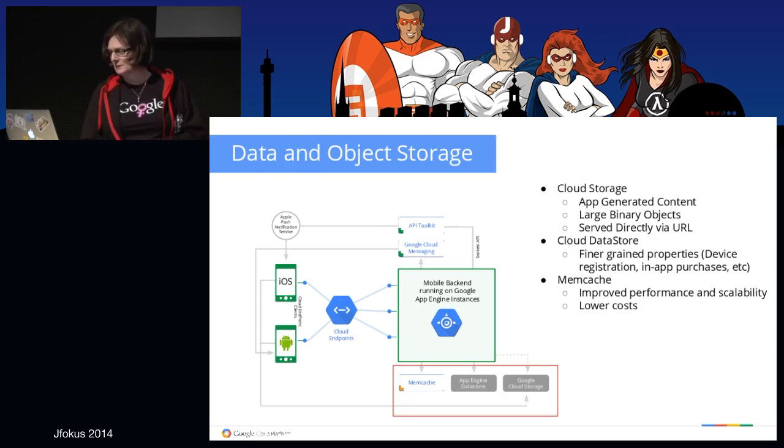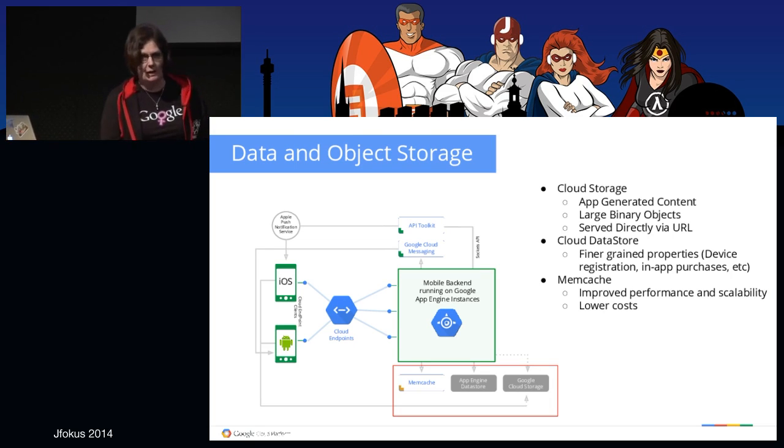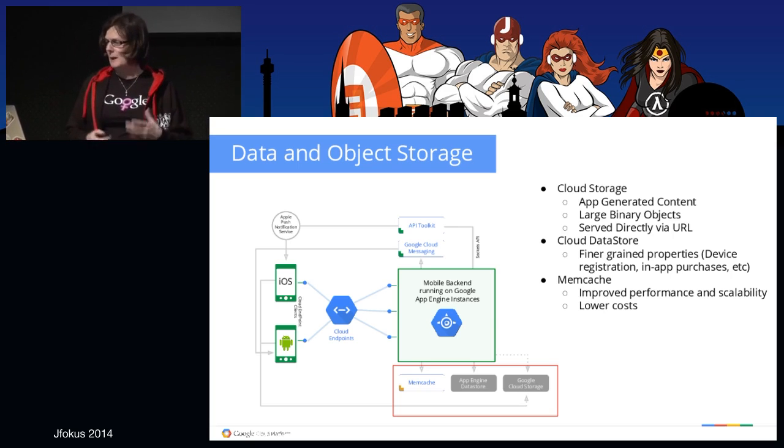Data and object storage is also important. We want to be able to store data, so user-level data. When the user has some data, it could be preferences, it could be an image file, an avatar that they've uploaded, then we want to be able to store that data. And we have a couple of options here.